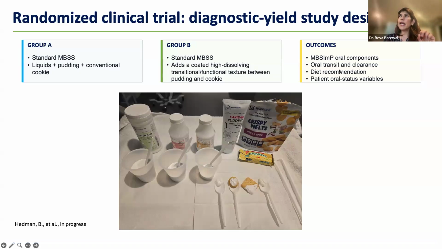And so what we're looking at is the outcomes of the MBSImP oral component scores, pharyngeal component scores as well, the oral transit and clearance, diet recommendation, and patient oral status variables.